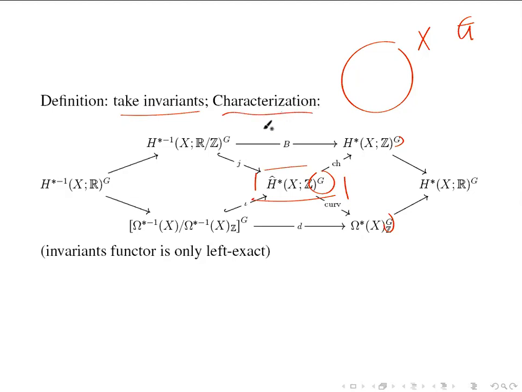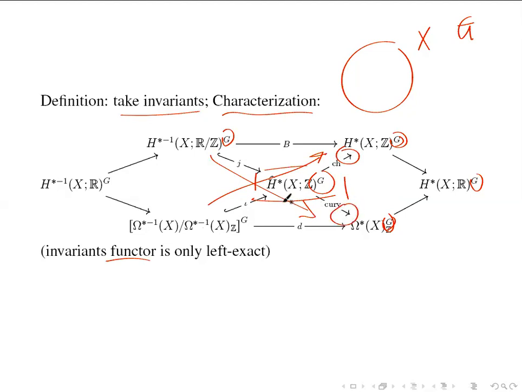And here's the story. You get a diagram which looks almost exactly the same as the one I had before, except that I've taken the invariant subgroups of all of these things. Now here's the problem. Taking invariants is a functor, but it's only a left exact functor. That means that where you had short exact sequences before along the diagonals, they are not short exact sequences anymore. They fail to be exact on the right-hand side, which means that these two maps out, which previously were surjections, are not surjections anymore.